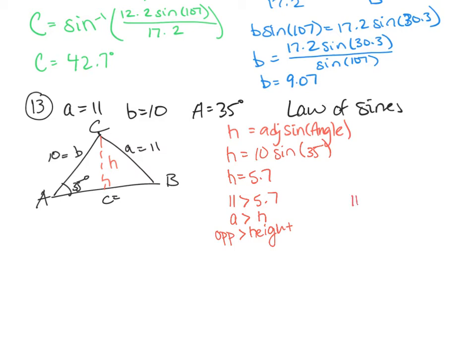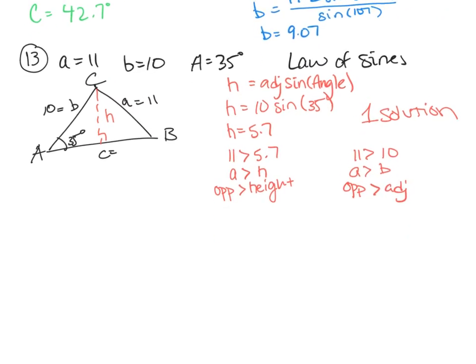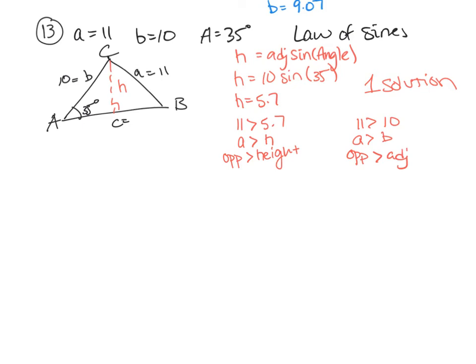So we know that 11 is greater than 10. We can say that A is greater than B, or that the opposite side is greater than the adjacent side. So since the opposite side is greater than the height, and the opposite side is greater than the adjacent side, this means that there is only one solution to this problem. Luckily for us, that means that we just solve this like we would any other law of sines problem, and we've already practiced a few of those in this review packet. So let's do it to it.